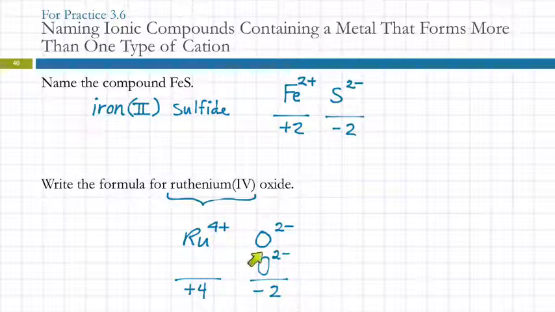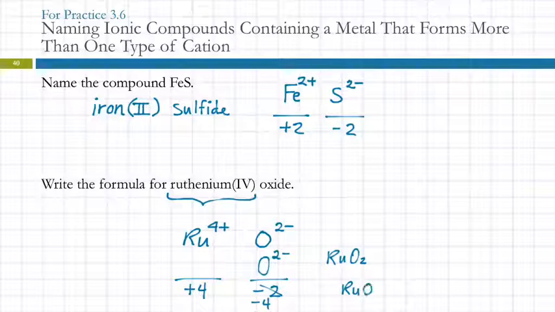So I'll add another one, and now I've got 2 of these, and together their charge is -4. So now +4 minus 4 adds up to 0. So I need 1 ruthenium and 2 oxygens. So the formula is RuO2. This would be a fun compound, but I don't think it exists. Are you okay? Silly. RuO2. Any questions?